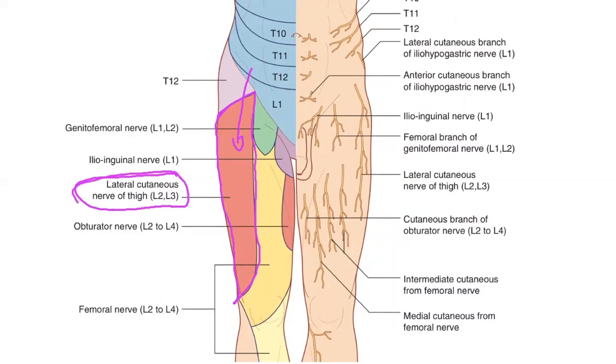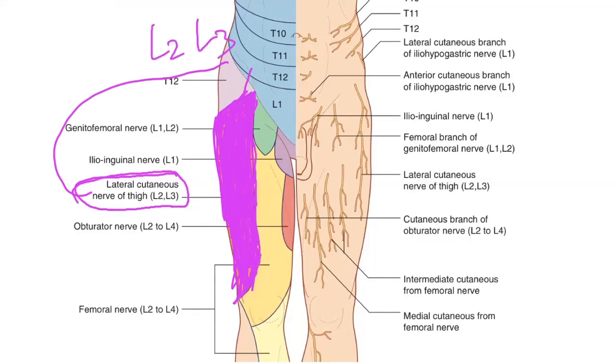It supplies the skin of that part. Okay. So whenever you have to remember these things. Okay. Femoral cutaneous nerve of the thigh, or lateral cutaneous nerve of the thigh. Okay. So whenever somebody complains of tingling or numbness only in this region, you have to think of this nerve and think of those roots. Okay, L2, L3. Okay, this is very important.